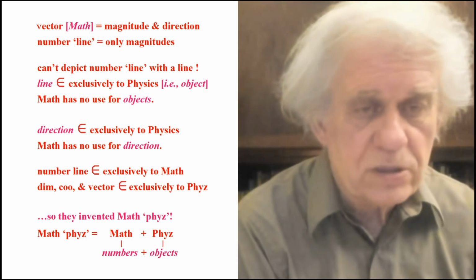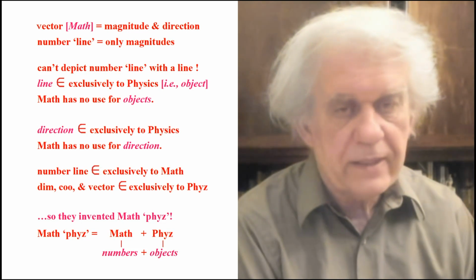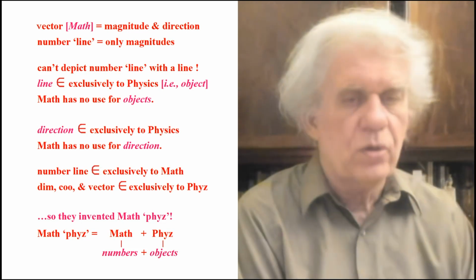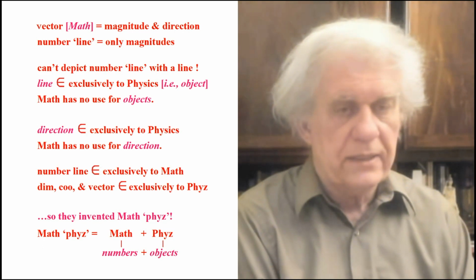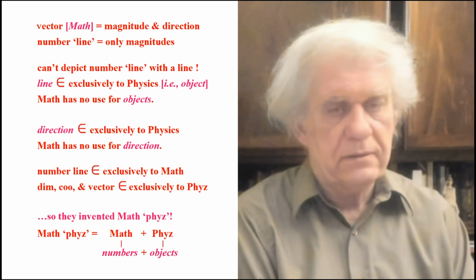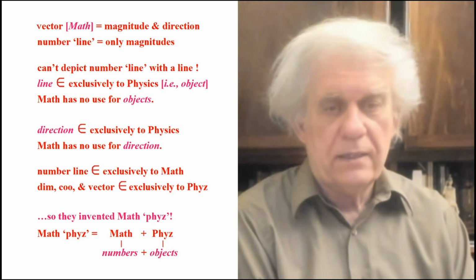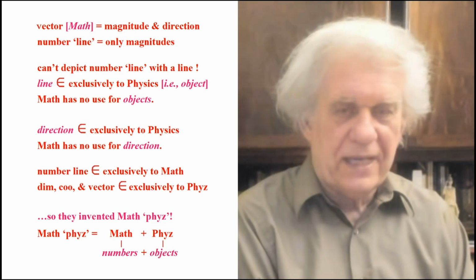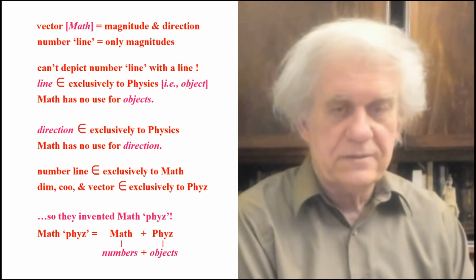Number line belongs exclusively to math, not to physics, okay? Whereas the dimensions, coordinates, and vectors belong exclusively to physics. What are dimensions? Length, width, and height. And coordinates, see if I can still remember that: altitude, longitude, and is it latitude?